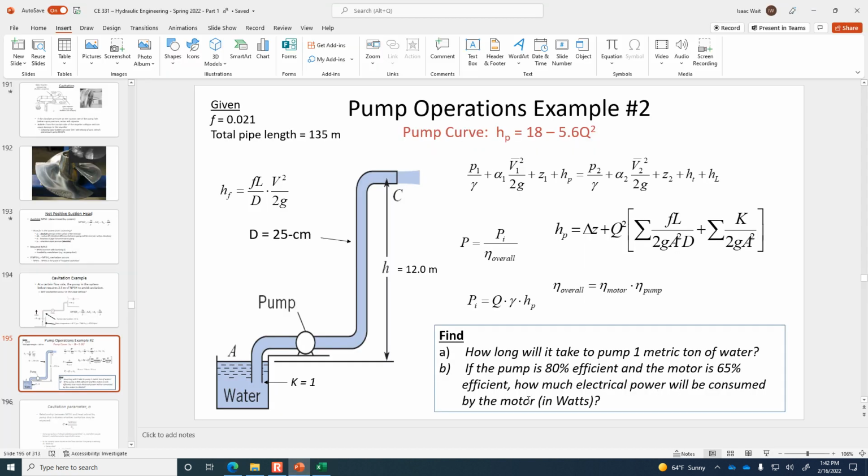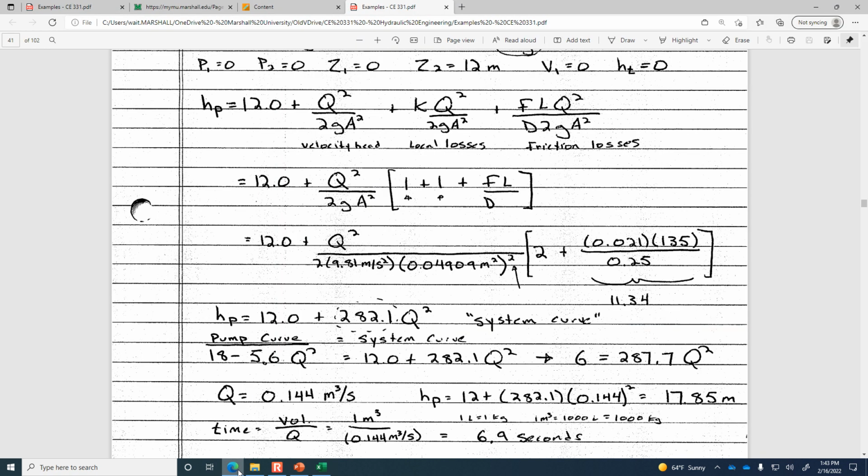The second part is asking if you have a pump efficiency of 0.8 and a motor efficiency of 0.65, then calculate the overall combined efficiency and then determine the amount of power that's going to be going in to the motor, the electrical power. So you can see the relationship between efficiency, the power equation, the ideal power equation, and then the actual power equation. So if we know the pump head being added, we just calculated the H sub P, the pump head being added is 17.85 meters, and we know the flow rate is 0.144 cubic meters per second, then let's calculate how much power is going to be consumed by the motor in order to get the water to flow at that rate.